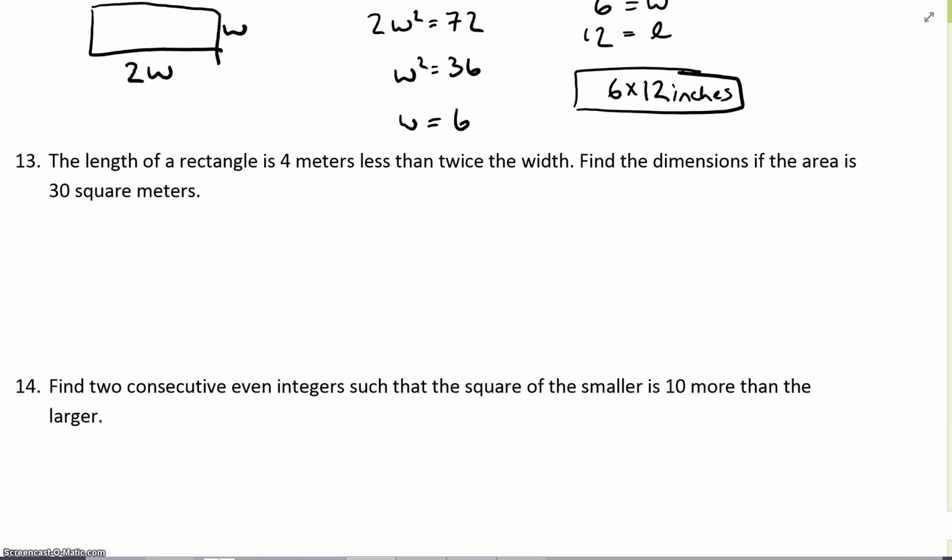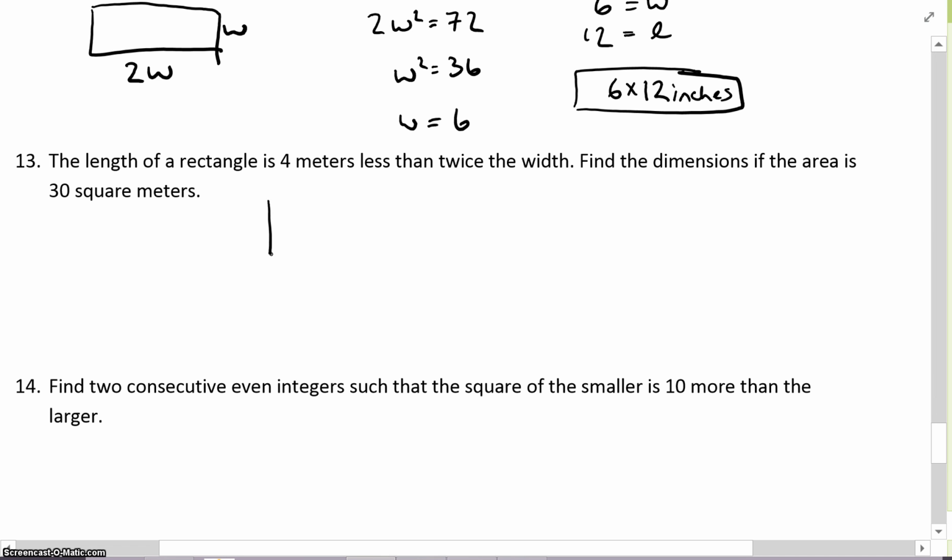Alright. The length of a rectangle is 4 meters less than twice the width. So the length is 2W minus 4, and W is the width. Find the dimensions if its area is 30 meters squared. So just W times 2W minus 4 equals 30.